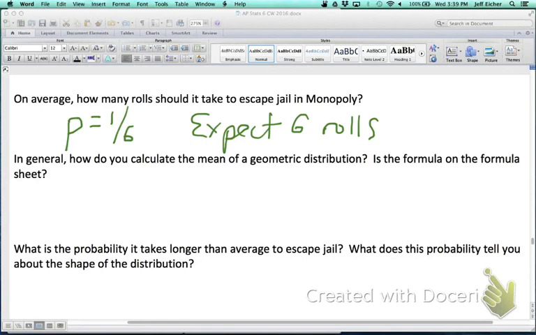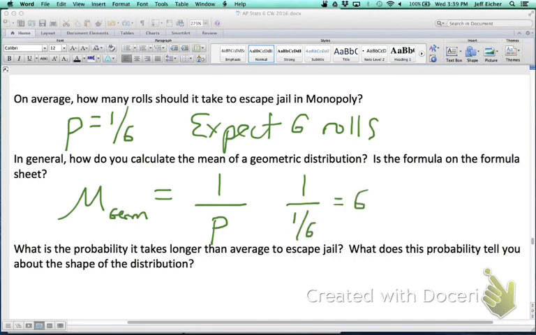So in general, we can calculate the mean of a geometric variable as the reciprocal of the probability, which I think is pretty slick. 1 over p, or in our example we just saw, 1 over 1/6 is 6 rolls. So if your probability of getting out of jail is 1/10, the average would be 10 rolls to get out of jail. Is this formula on the formula sheet? No, it is not on the formula sheet. Probably don't really need this formula either, but it is there, and hopefully it makes sense. And you don't really need to memorize the formula.